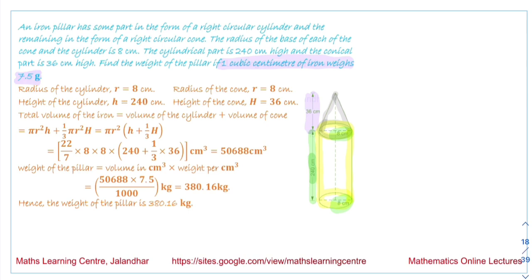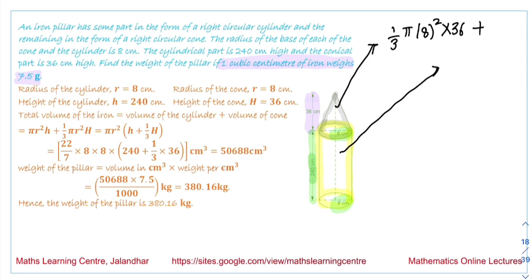It means we have to calculate the volume of this complete figure. So the volume of the conical part is 1 by 3 pi, radius 8 square, and height 36. And the volume of this cylindrical part is pi into 8 square into height 240. Now on solving, when you multiply all these values, these calculations are shown over here.